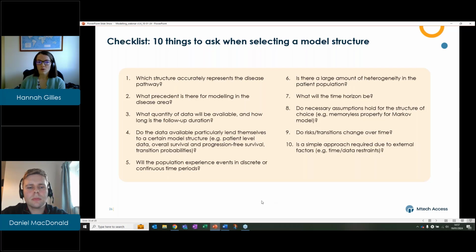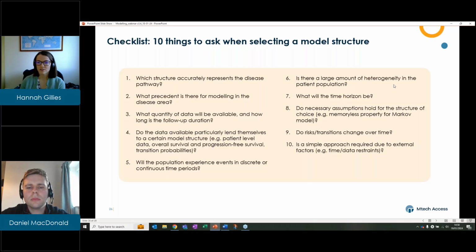And then number 3 is what quantity of data will be available and how long is the follow-up duration. And specifically, does the data available particularly lend itself to a certain model structure? So for example, do you have the patient level data available to be able to do a discrete event simulation? If you have overall survival and progression-free survival data for a partitioned survival model, or transition probabilities for a Markov model. Will the population experience events in discrete time, in which case you may want to look at a discrete event simulation or a Cox regression, or in continuous time periods, in which case you may want to look at something like a Markov model.